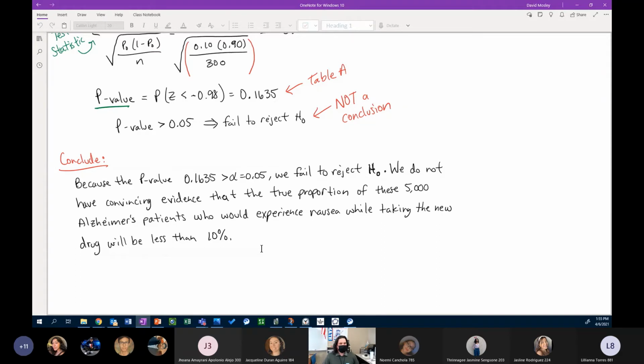We have to tie that into the context. We did not just say we do not have convincing evidence that the alternative is true. That doesn't give me any connection back to the original context. What does this all mean? If I fail to reject the null hypothesis, that second part of the conclusion tells me what that means in the context.